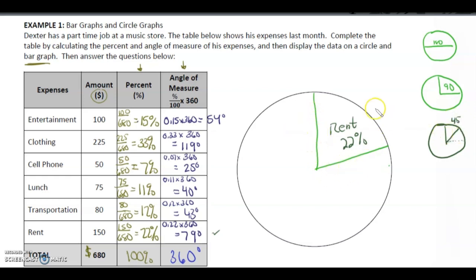Okay, so if you rotate your paper and you're looking at this, so say this would be 180. This would be 90-ish. Let me see. That would be 90. So let's put it here. Almost half of 90, the transportation. Okay, and transportation is 12 degrees. Or sorry, 12%.